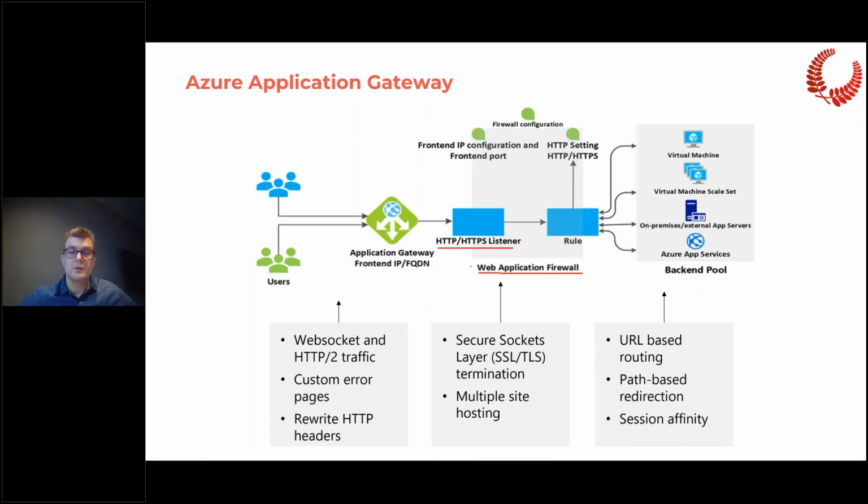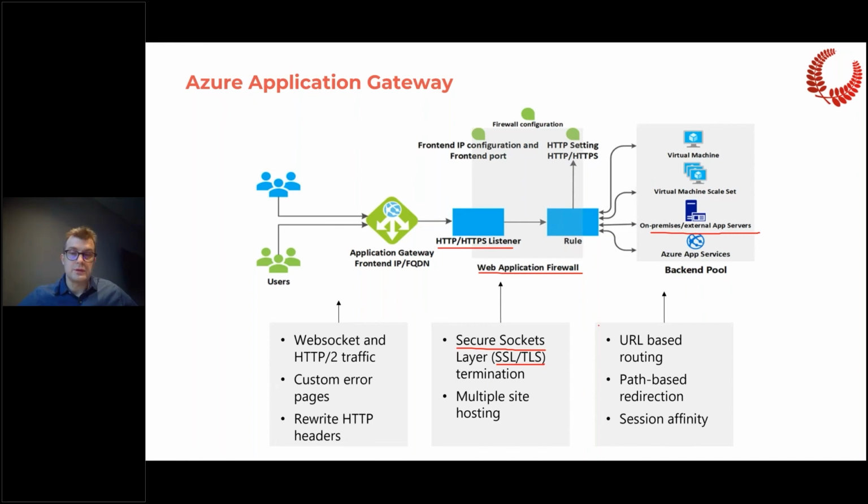But we will be able to switch from the application gateway to the Web Application Firewall, which allows some very cool things. It also allows us SSL/TLS termination. It allows us to host multiple sites and backend pools. It supports a lot of backend pools like app services, scale sets, VMs, and some on-premises external app servers as well. So how does it work?